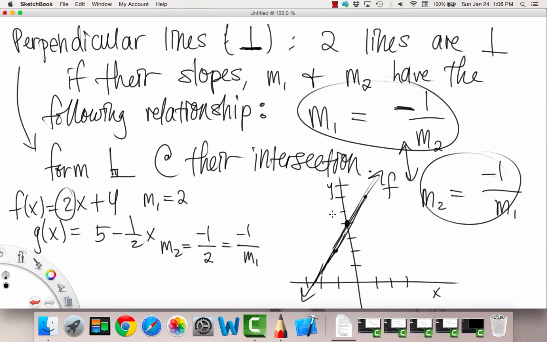And then we have this one crossing at 5, but now we go down 1 and over 2. That's what negative 1 over 2 means for our slope. And then up 1 and to the left 2. So something looking like this. And then as they cross, if we were to zoom in, let's say, we would see a line looking like this and a line looking like this, and thus they make a right angle at their intersection.